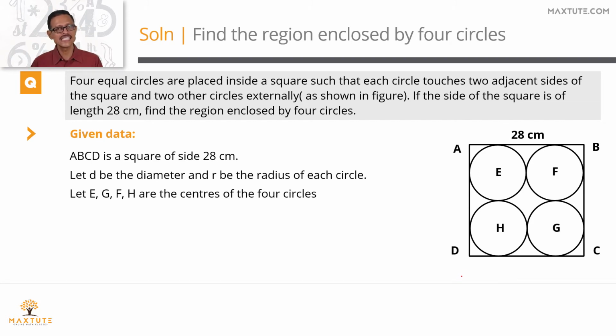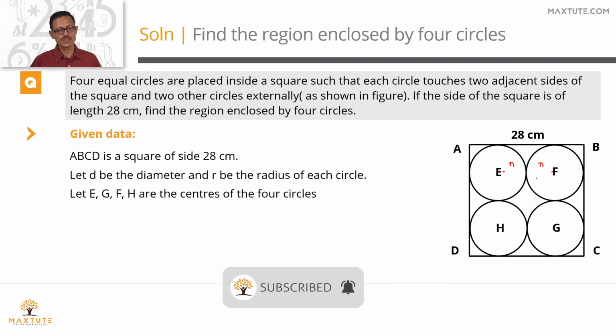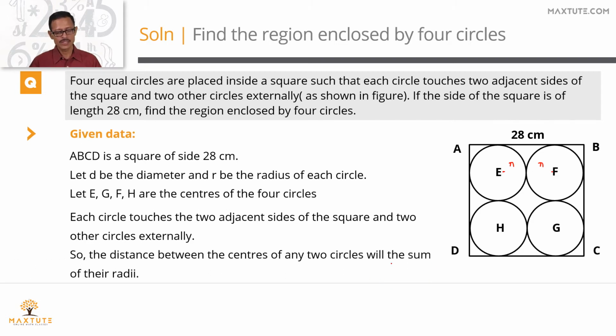If 2 circles touch each other externally, the distance between their centers is going to be equal to the sum of their radii. These are equal circles. So radius of this circle is equal to r. Radius of this circle is also equal to r. So distance between their centers is going to be equal to sum of the radii, which is equal to 2r. So this will be a 2r. So will this be a 2r, and this, and so will this be a 2r. Right? This is what we have.